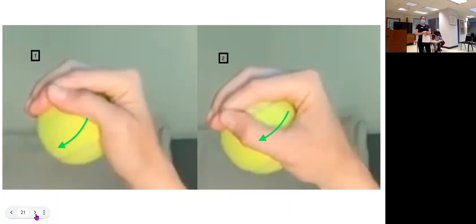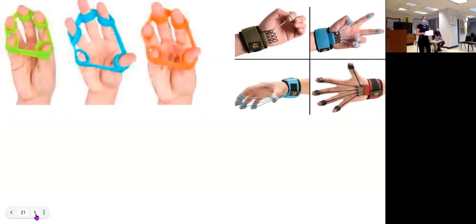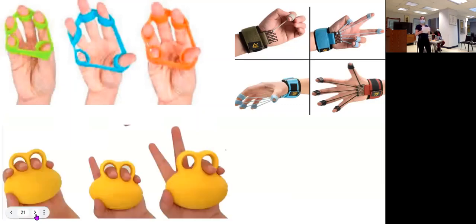Okay, we can go to the next slide. You can just keep clicking. These are just different types of tools. Other tools we use in the clinic to help build up strength and promote joint re-education. There's just a lot of tools we have in the clinic.